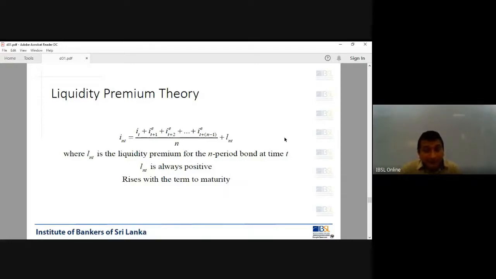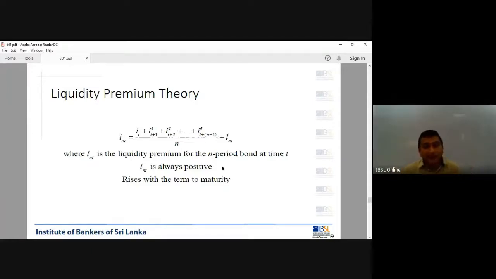Remember that l_nt is always positive, simply because l_nt rises with the time to maturity. If you see the liquidity premium that you have to bring in for a longer duration, longer duration means uncertainty is greater. So you have to add some amount of premium to shorter tenors to make sure that longer tenors are preferred. If you are going beyond that longer tenor, on top of what you have already added, you have to add some more. That drives the liquidity premium theory to have this l_nt as a positive number as the duration increases.